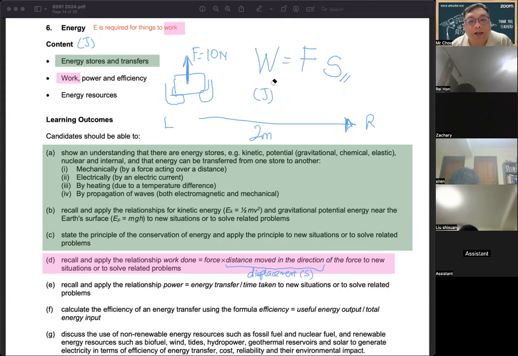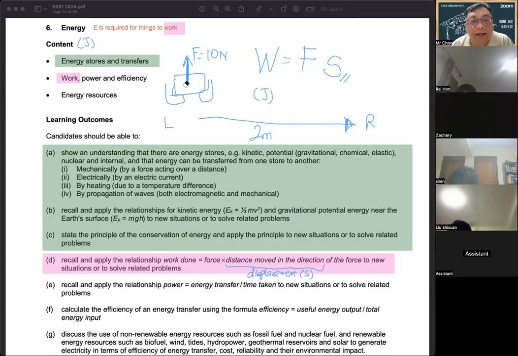Okay, the reason is because your force of holding the phone is upwards, 10 Newton. The distance moved by your phone in the same direction. In this case, is it 2 or 0?